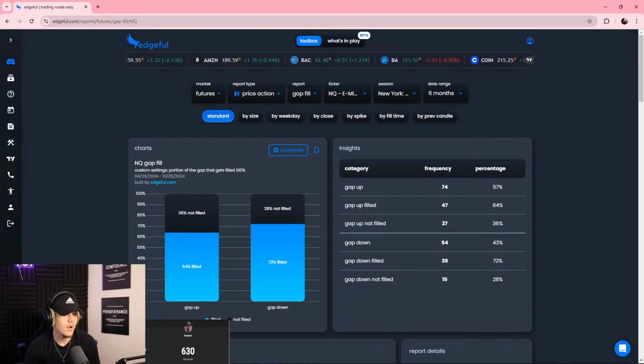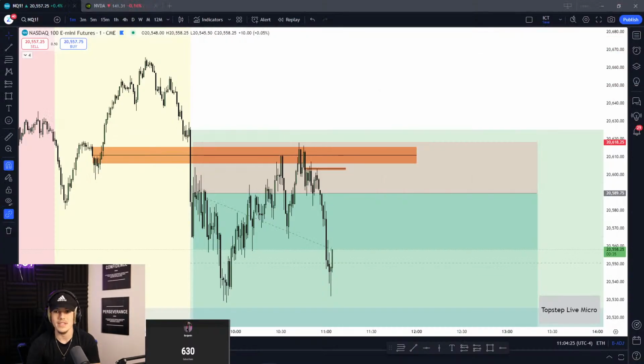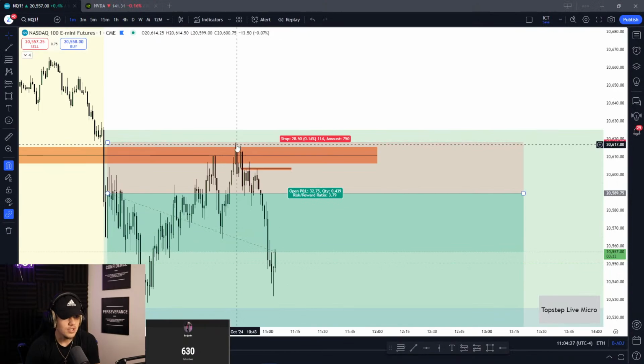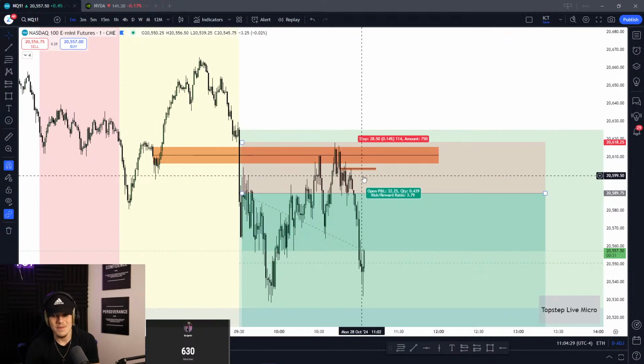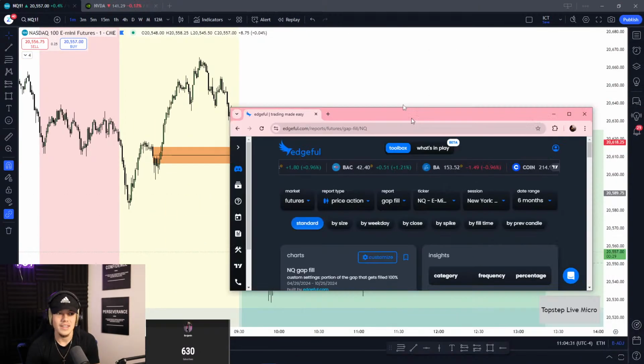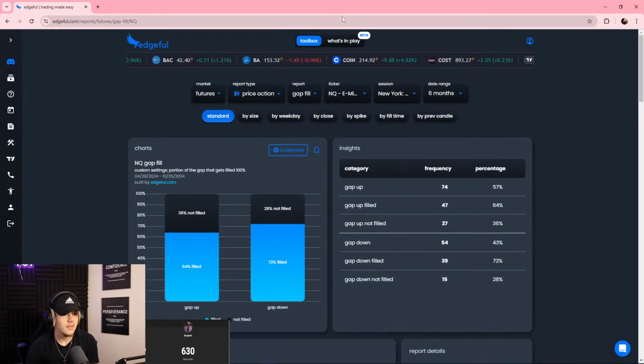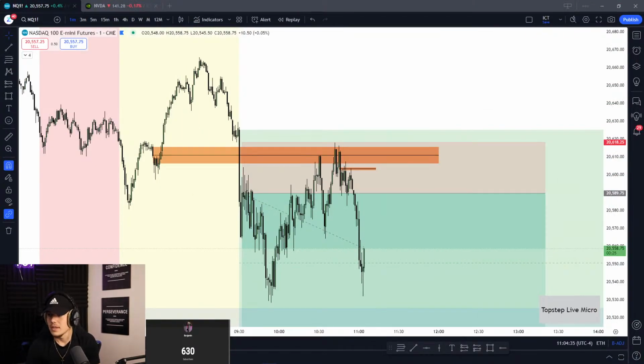The reason why I was so confident to hold with my stop loss being 0.25 ticks away is because I was so confident in the opening range gap being filled. That's something I like to pay attention to, the opening range gap, and Edgeful has a very nice little tool to help look at it. They also have a lot of other things, but the main thing I like to look at is the opening range gap statistics that they have. Rejection block, one more down.